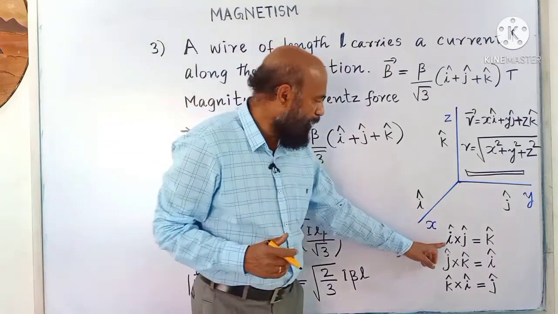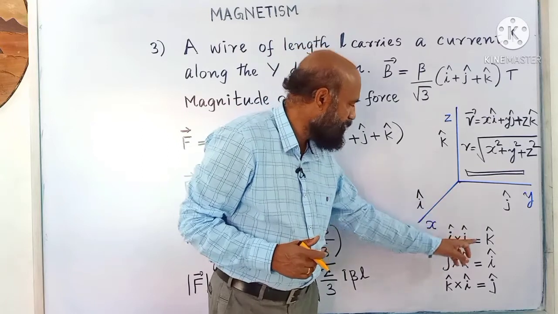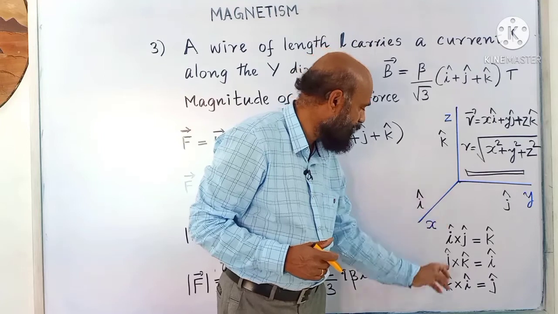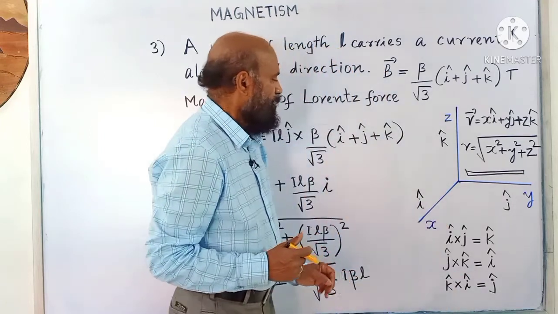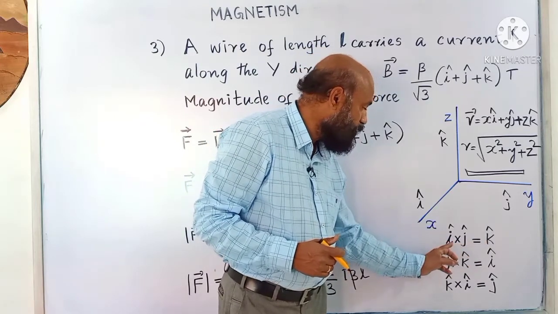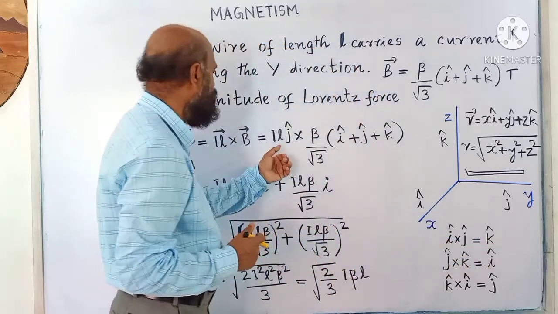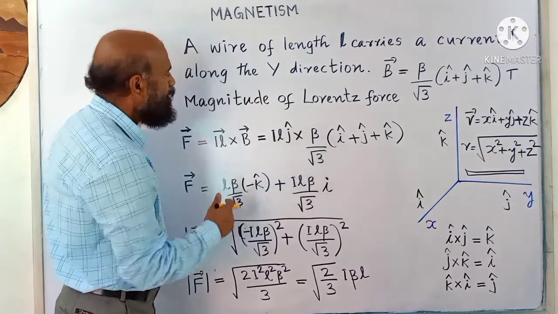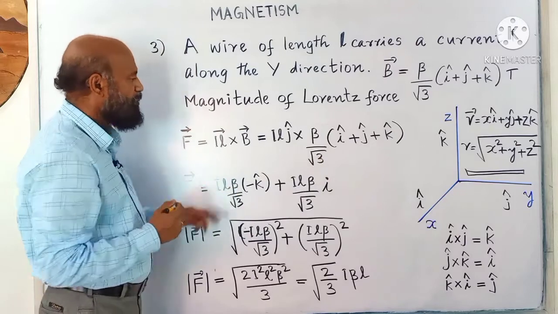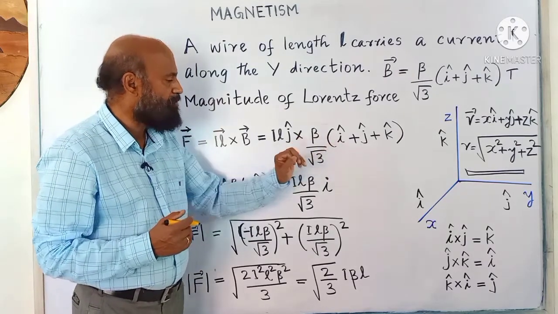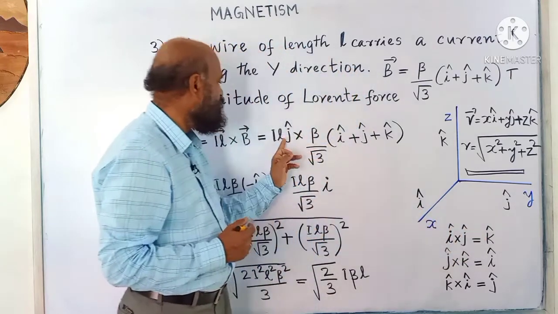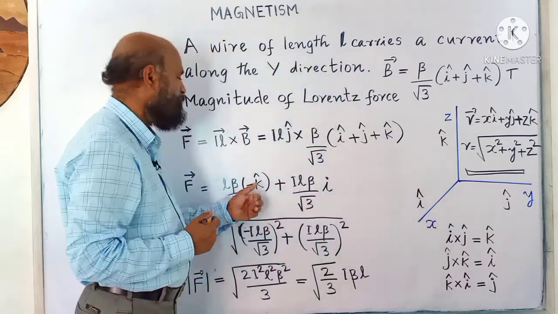Now you know i cross j is k, j cross k is i, then k cross i is j. Vector product is not commutative. i cross j is k, j cross i will be minus k. Now here you can see j cross i. I L B divided by root 3, then j cross i. j cross i is minus k. i cross j is k, here it is j cross i, so it's a minus k.